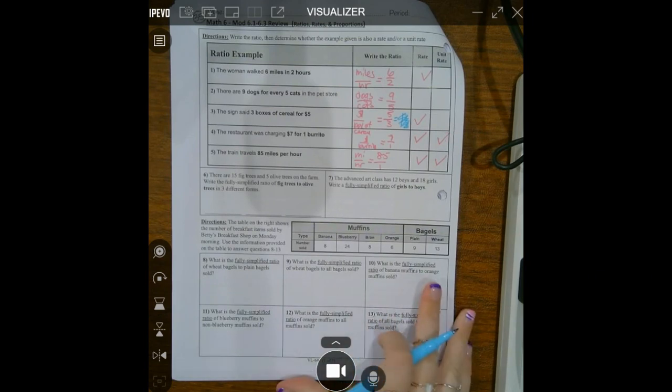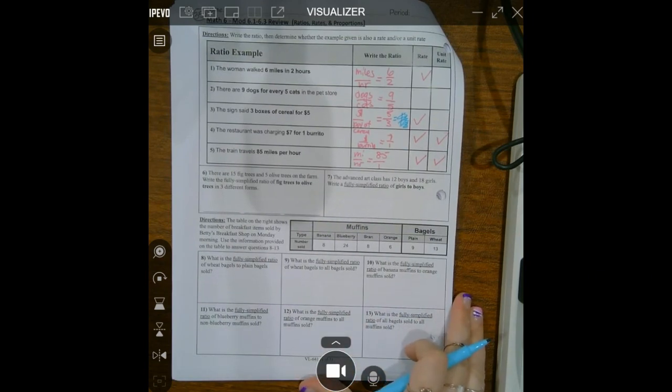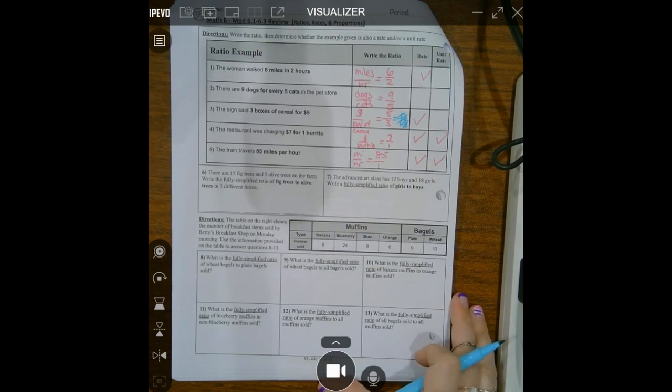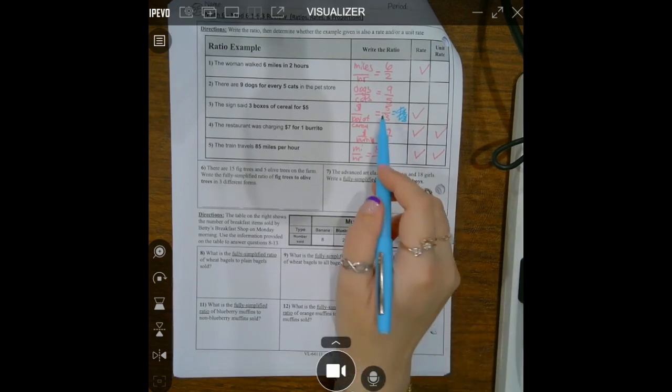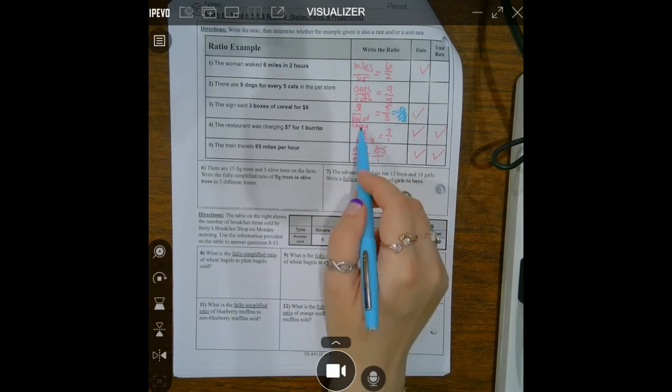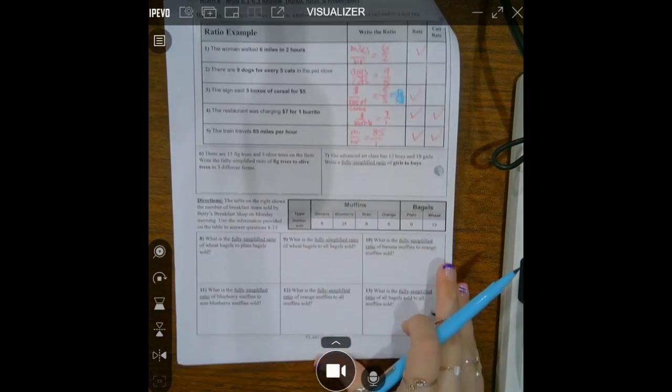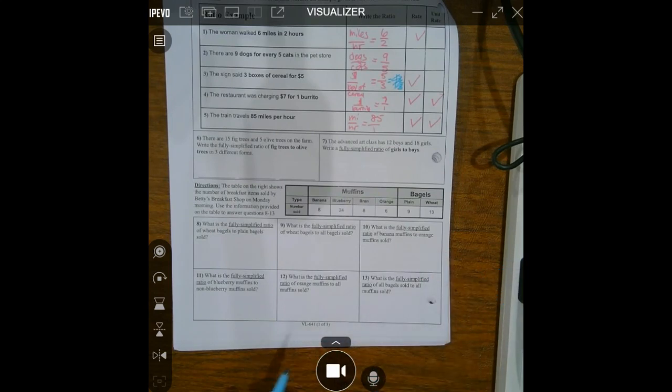All right, I just wanted to point that out, because I know a lot of you guys are in the habit of changing improper numbers to mixed numbers. Not in this ratio unit, because you want the top number, again, to be describing the top thing, and the bottom number to be describing whatever the bottom's talking about. Okay. Let's go ahead and take a look at number 6.